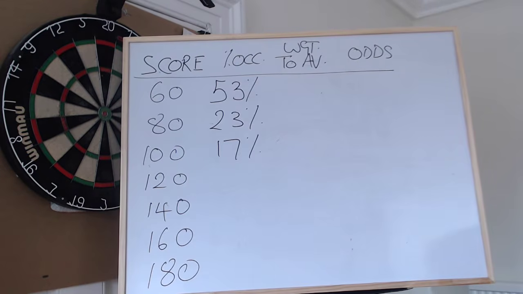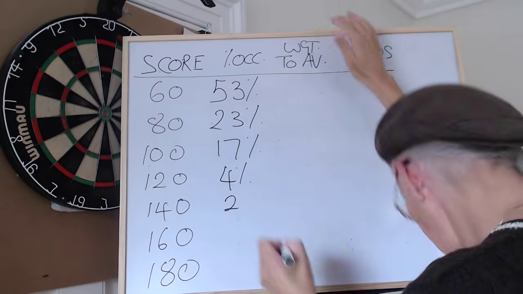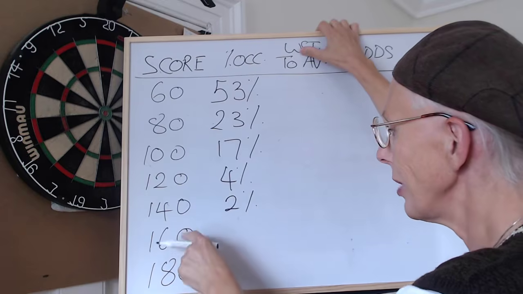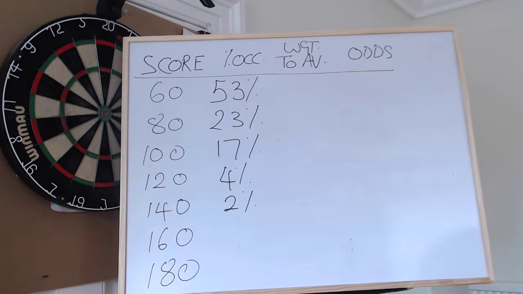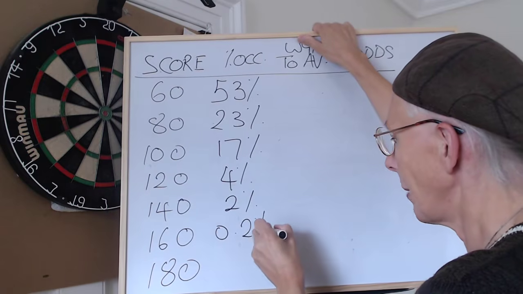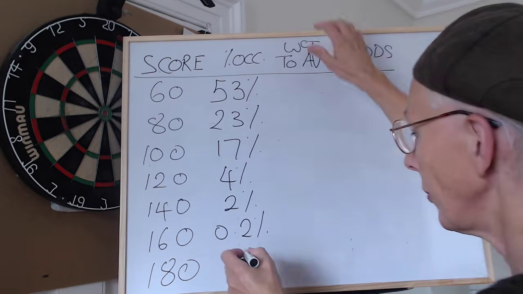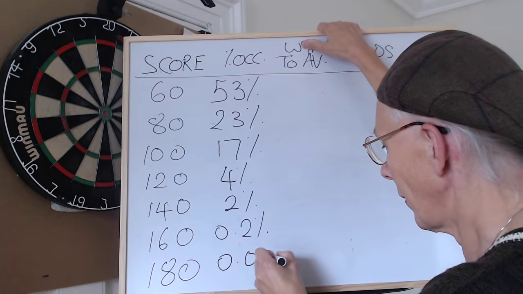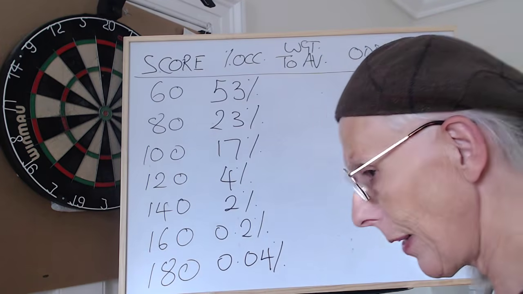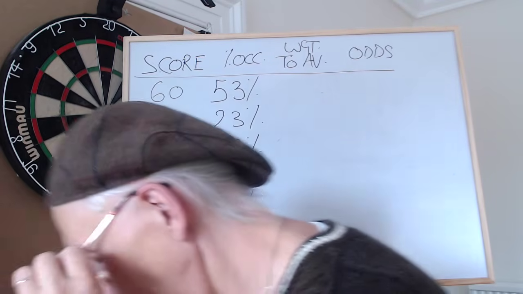So he gets a 124 1% of the time, he gets a 142 1% of the time, and then it really drops off up here, and it's quite hard to write these numbers. So basically 0.2% of the time he gets a 160, and then it's 0.04. So the 180 is, of course, very, very rare. But let's just look at this first column. This is what comes out of the calculation.